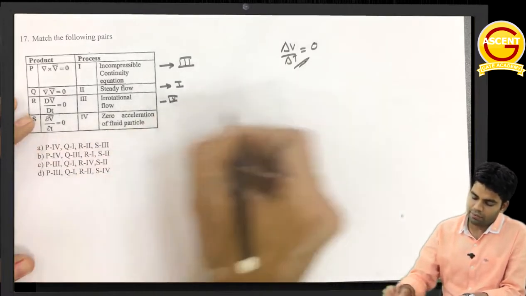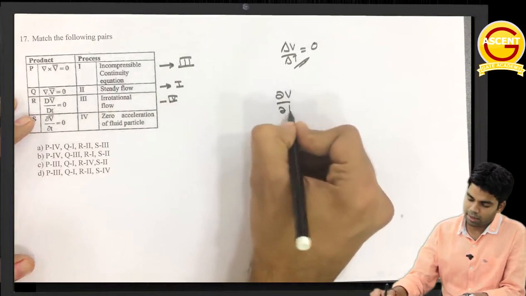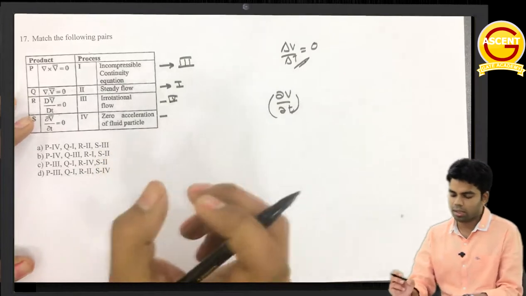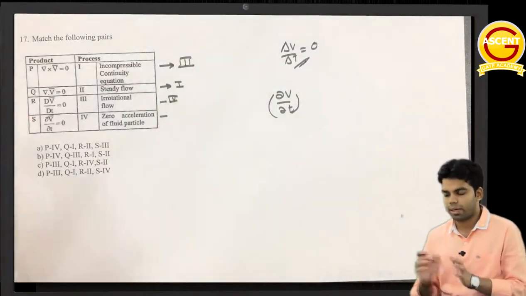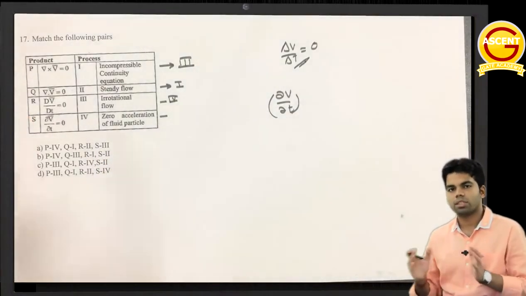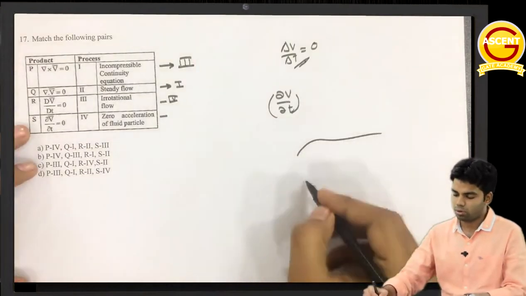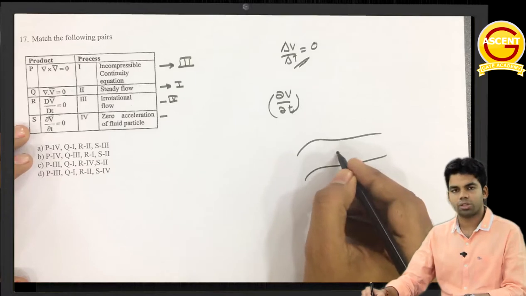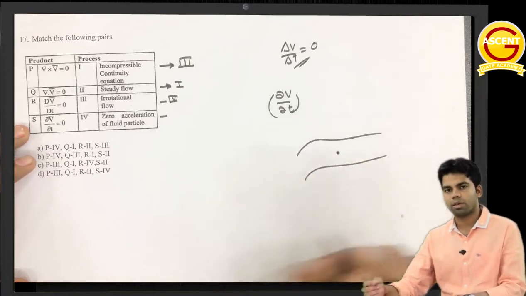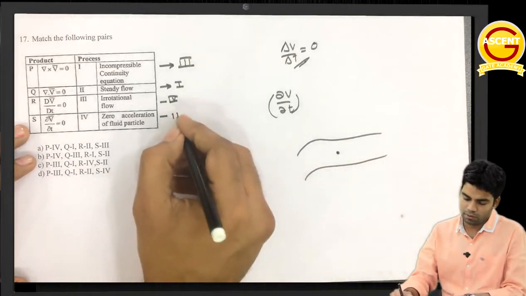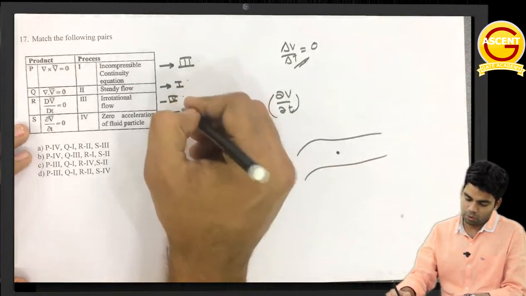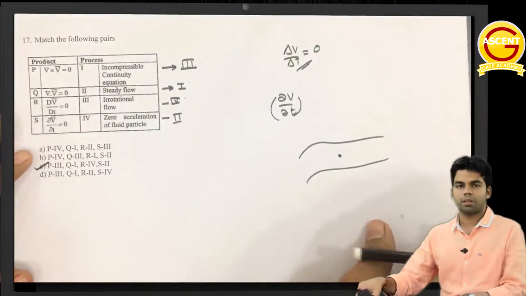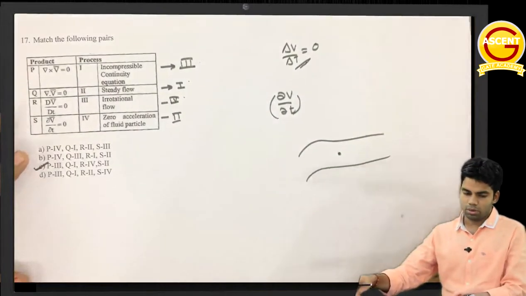And next is del V by del t is 0 in steady flow. That means at any particular point, this is not changing with respect to time. As I told you while defining steady flow, at any point the velocity, the acceleration, the properties will not change with respect to time. That is a steady flow. So the matching is 3 1 4 2, this one. So the answer should be C. Clear or not? Okay, next question.